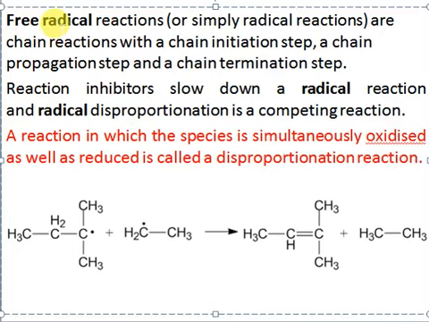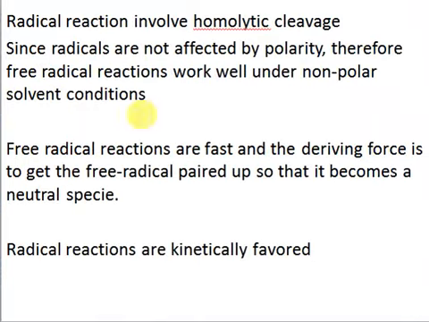So free radical reactions are indicated by homolytic cleavage. Any reaction that involves homolytic cleavage, you should know that the mechanism will be a free radical mechanism. The indication is that any reaction that involves a chain initiation step, chain propagation step, and chain termination step, the mechanism will always be the radical mechanism. Also, the disproportionation reaction and the inhibitors are characteristic of a radical mechanism, right? So radical reactions involve homolytic cleavage, right?